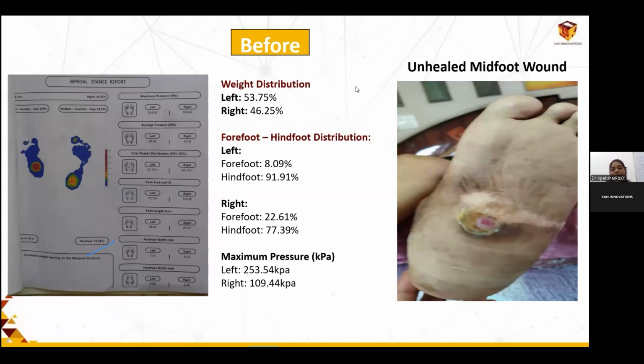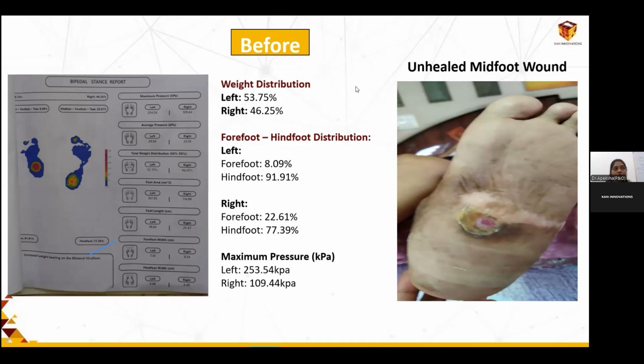Now his forefoot and hindfoot distribution: his left side forefoot distribution is 8.09% and his hindfoot is 91.9%. Why? Because he has an ulceration, which is because of the weight bearing. When he had a TKR, he was facing a lot of issues to compensate his body, and he also got into an LLD stage because of the limb lengthening. So his weight distribution on the left changed completely.